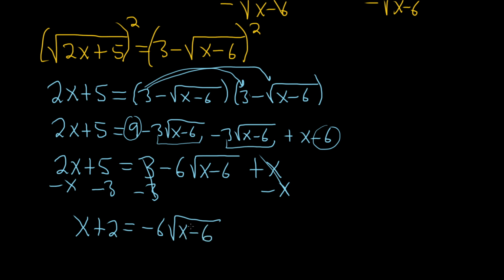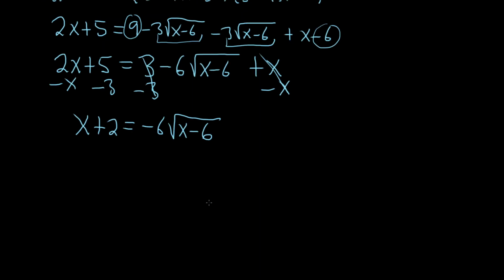Oh, this is interesting, a little bit harder than I thought it would be. There's a minus 6 here, and I did say we should solve for the square root. However, if we divide by minus 6, we're going to end up getting a fraction. So let's avoid that. How? Well, let's just go ahead and square everything right now. We can just square both sides like this.